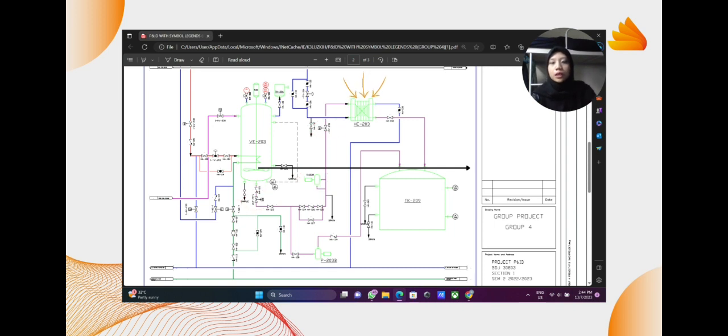Then we have a rectangular, square device, which we call a heat exchanger. This heat exchanger is called HE203, and the function of the heat exchanger is to transfer heat from one medium to another through conductive and convective heat transfer.